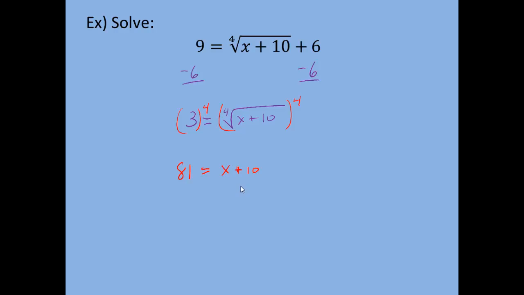Once I'm here, I'm going to solve for x like normal, so I'm going to subtract 10 and subtract 10. So 81 minus 10 gives us 71, which is equal to x, because those 10's cancel, and that would be my answer. Now remember, you have to check this though.